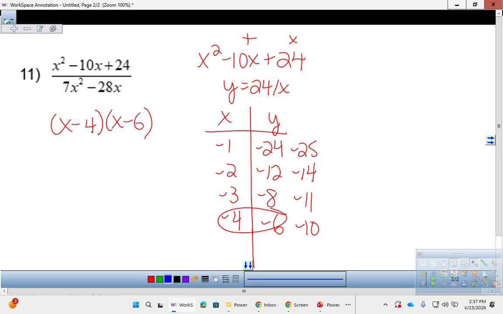Now for the bottom, this is a binomial. And the first term is not 1. So this is not a equals 1. A equals 1 has to be a trinomial. So this must be GCF.